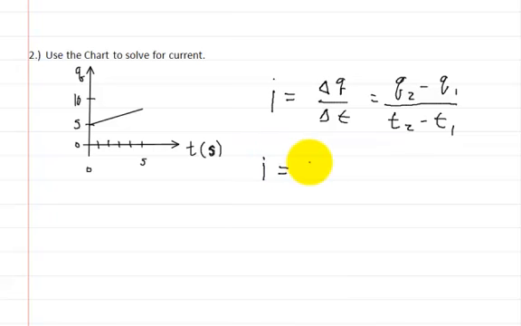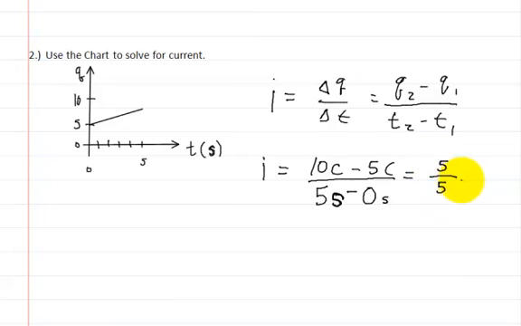We're going to say Q2 is 10 coulombs minus 5 coulombs, and then T2 is going to be 5 seconds. And then T1 is going to be 0 seconds. So that's going to be 10 minus 5 is 5, divided by 5, and that's going to give you 1 amp. Alright, that's how you solve that problem.